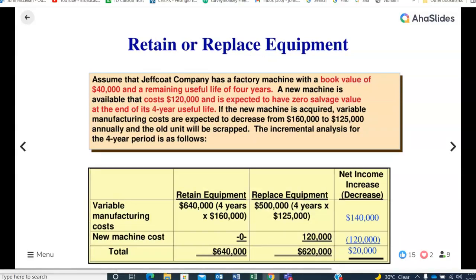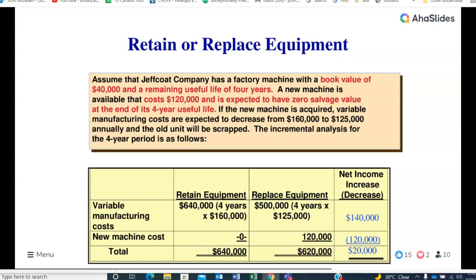Okay, assume that Jeff Coat Company has a factory machine with a book value of $40,000 and a remaining useful life of 4 years. Completely irrelevant. History. Ignore it. Focus on the future. A new machine is available that costs $120,000. That is future. And it is expected to have zero salvage value. But it's important here that it also has the same useful life of 4 years. If the new machine is acquired, the variable manufacturing costs are expected to decrease from $160,000 down to $125,000 annually. And the old piece of equipment is scrapped.